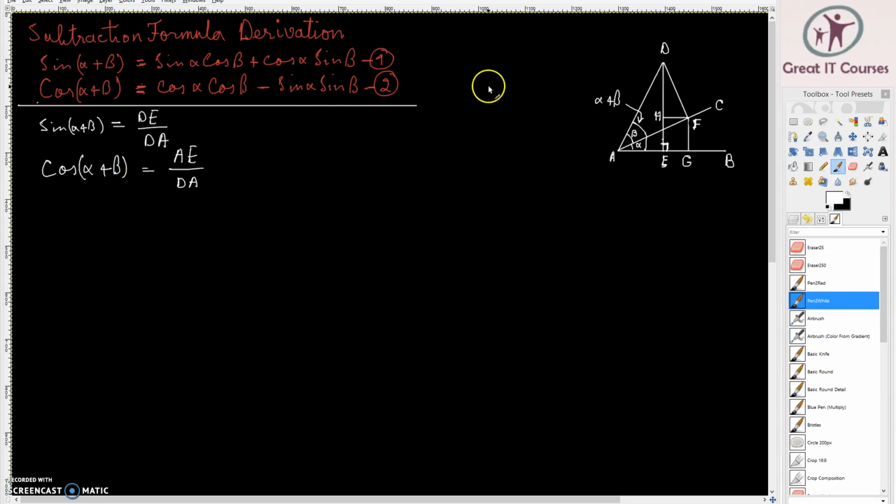Now you need to draw a perpendicular. I've already done the whole figure, but now I'm just telling you step by step how I've done this, or how you're supposed to do this. So you draw a perpendicular DF to AC. So now you know that this angle over here is 90 degrees. This is 90 degrees.